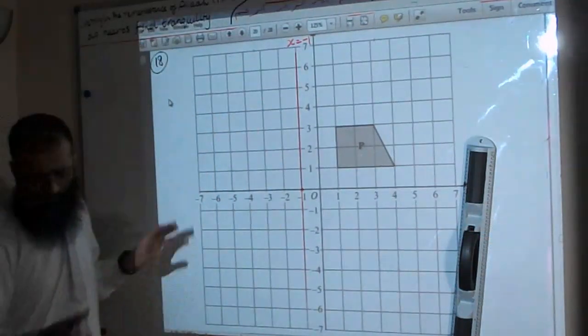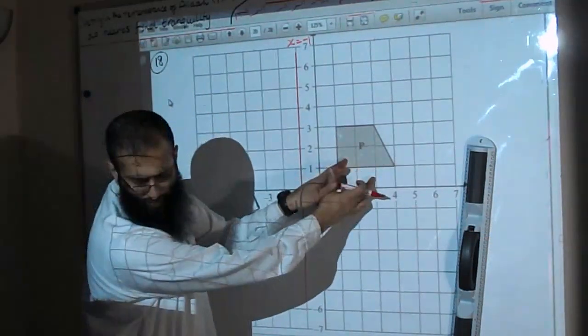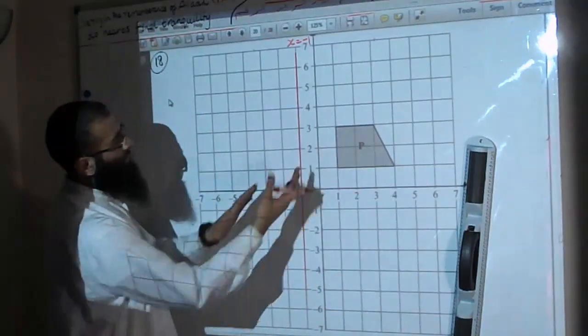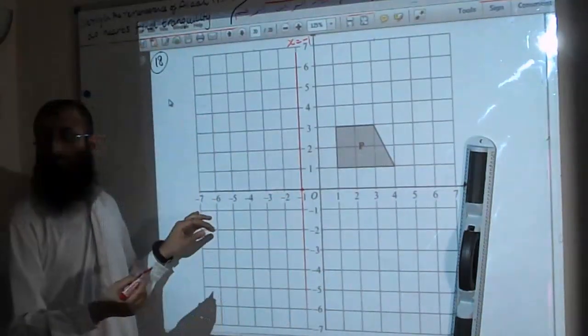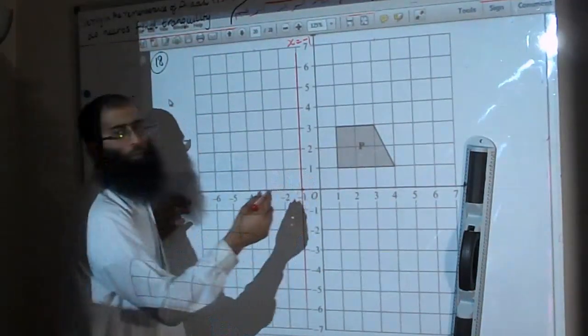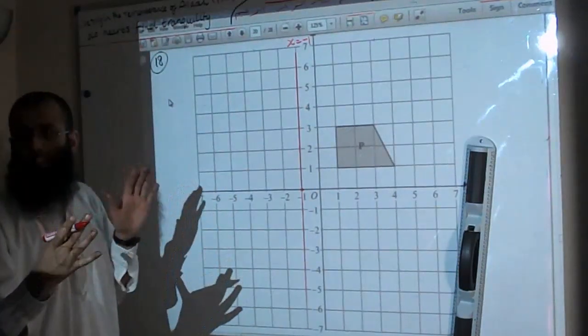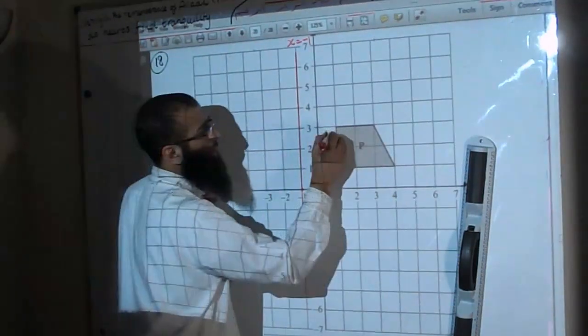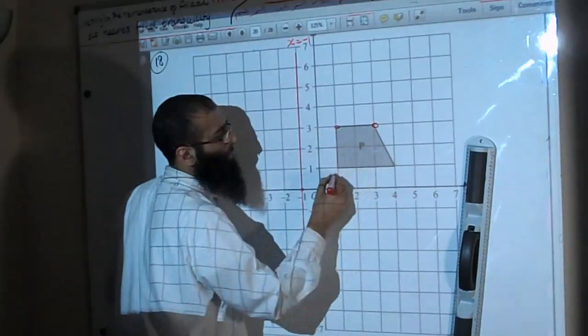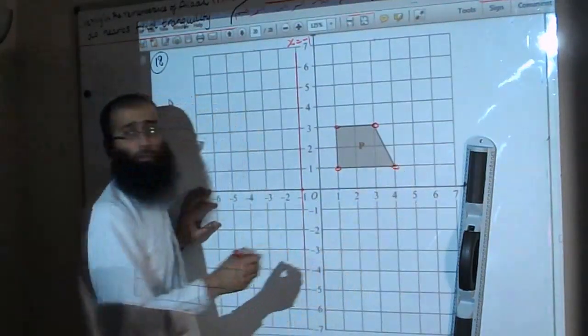Now we need to first of all reflect this shape into this line. That's the mirror line. So let's do the reflection. Are you ready for the reflection? When you do reflection, it's all about distance, perpendicular distance from the mirror. So I'm going to look at 4 points.